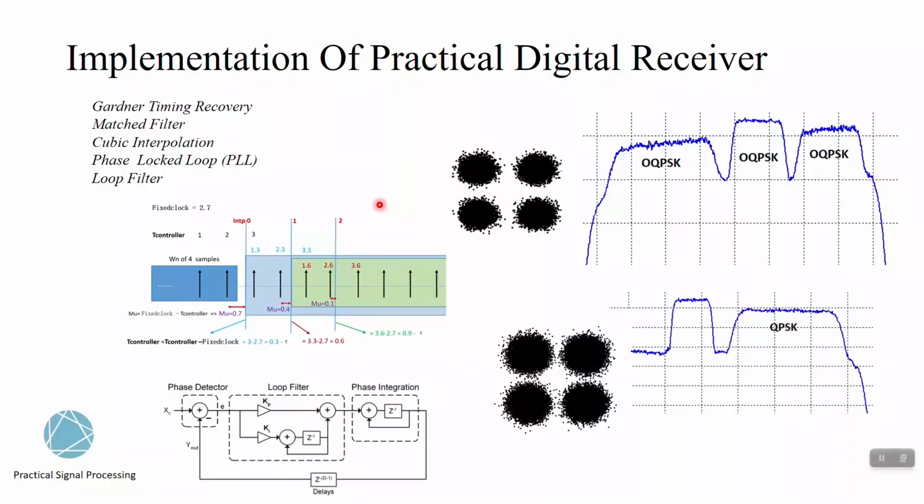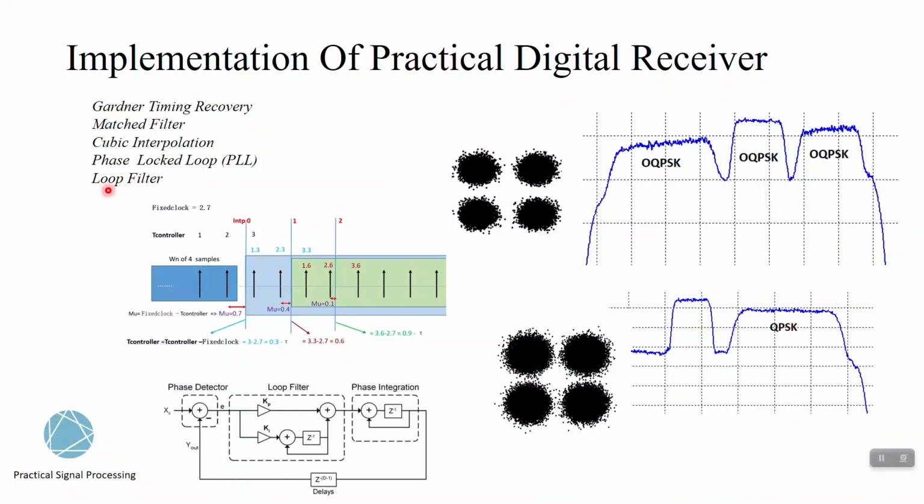Hello everyone, I want to speak about the implementation of a practical digital receiver. For this reason, I'll speak about the Gardner timing recovery, match filter, cubic interpolation, phase lock loop, and loop filter. As you know, symbol synchronization and the phase lock loop for fine carrier recovery are important parts of a receiver.